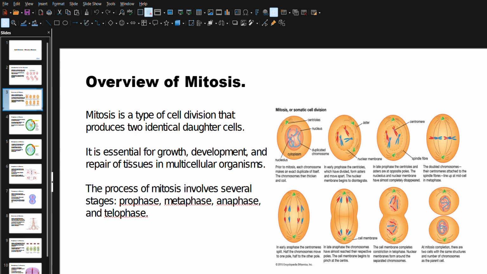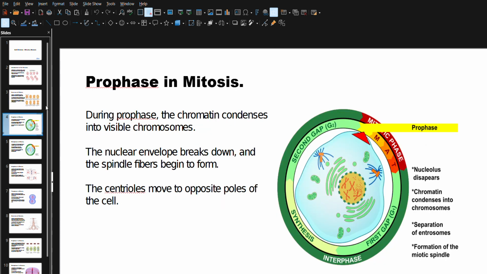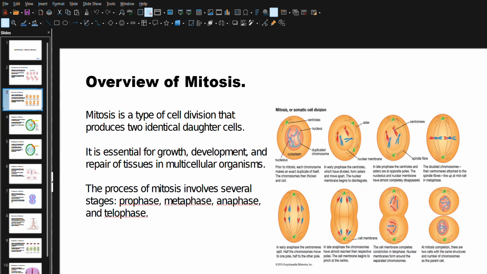The process of mitosis involves several stages: prophase, metaphase, anaphase and telophase. These are the different stages that I have shown here in the diagram. Let us move to the next point, what is prophase in mitosis. This is the diagrammatic representation of prophase in mitosis.